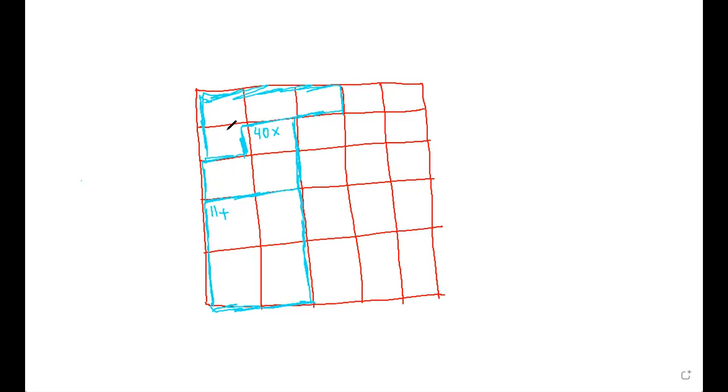This block here is 13 plus. This block here is 1 subtraction. This block here is 18 multiplication. This block here is 10 addition. And this final block here is 40 multiplication. So these are the blocks, and those are the operations and the numbers in them.